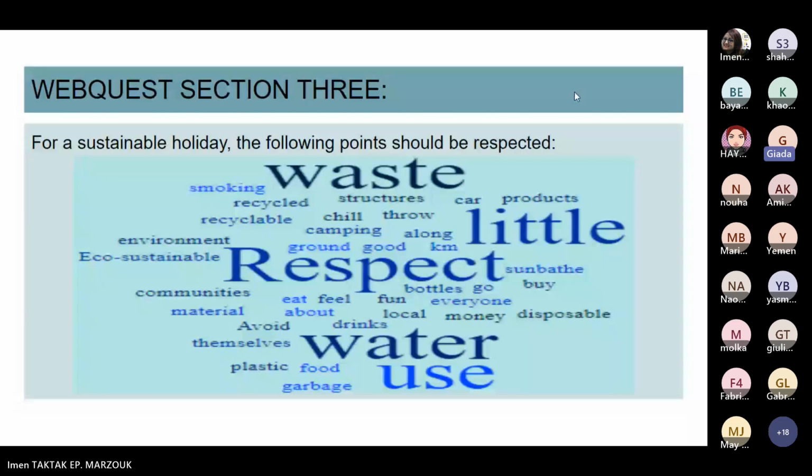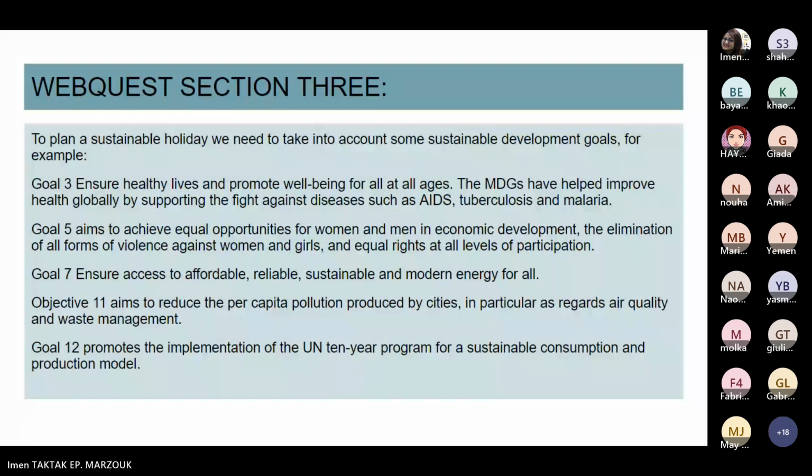This slide presents some objectives for a sustainable holiday. For example, waste, respect for nature, water, money. To plan a sustainable holiday, we need to take into account some sustainable development goals. For example, goal 3: ensure healthy lives and promote well-being for all at all ages.